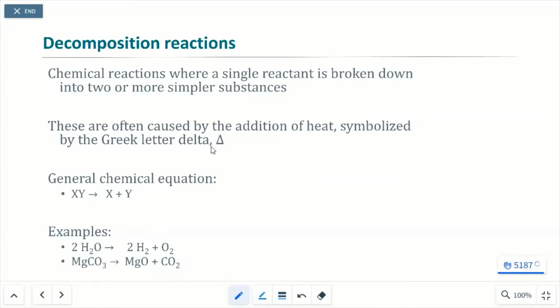Now, this is not done with heat. You can heat it as much as you want. It's not going to break down that way. It'll just end up boiling. For this, we need to use electricity. Magnesium carbonate, if we simply heat that stuff, it'll break down into magnesium oxide and carbon dioxide.